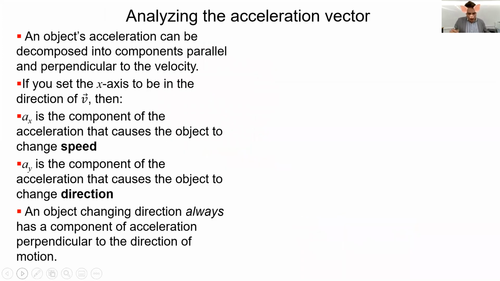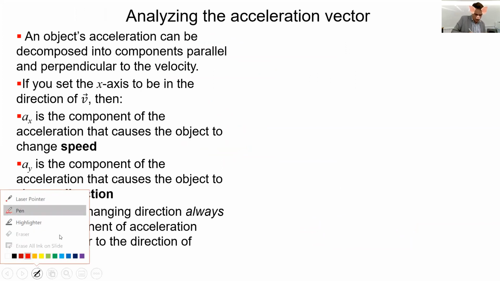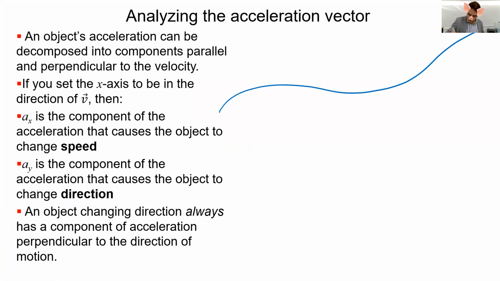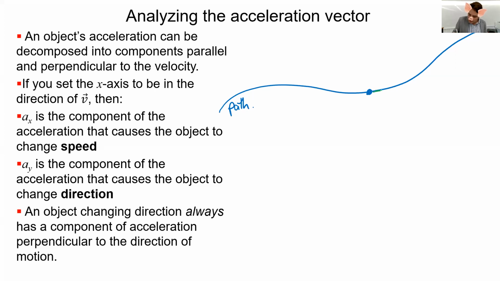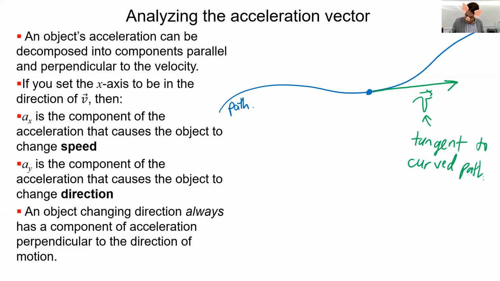So let's draw a path here, in blue. This is a path, and you have some particle, let's put the particle right here. And I can draw, sometimes they draw in green, the velocity vector. The velocity vector is tangent to a curved path. This is instantaneous velocity, otherwise known as velocity.